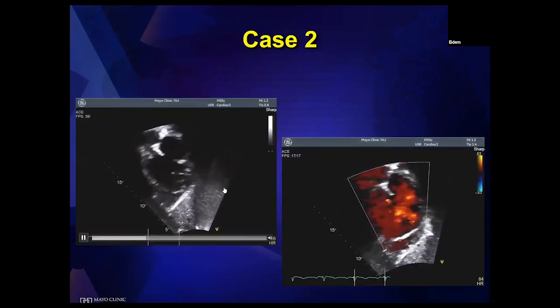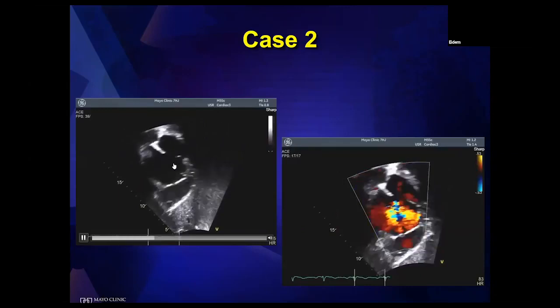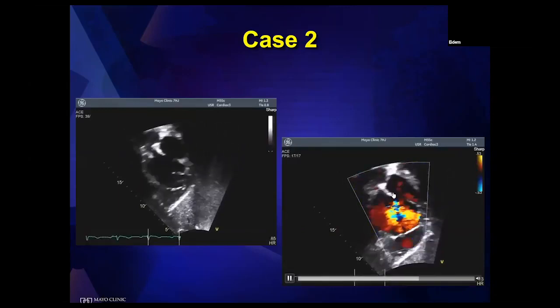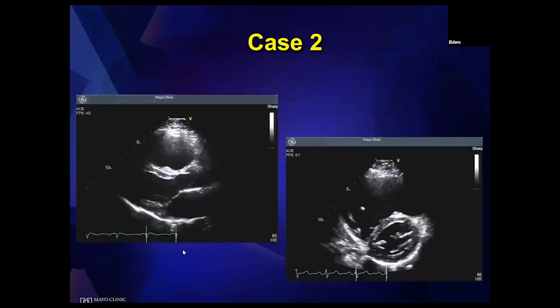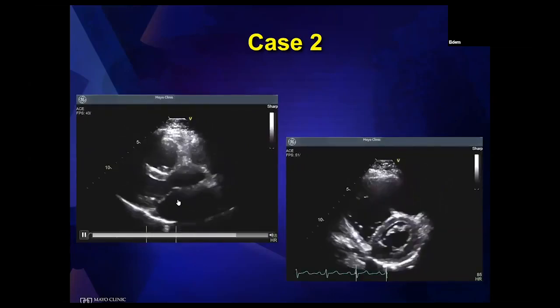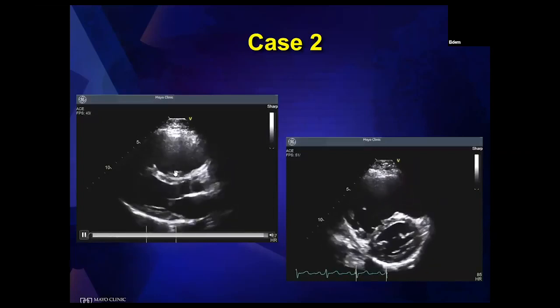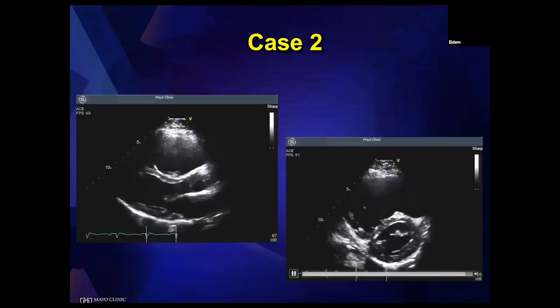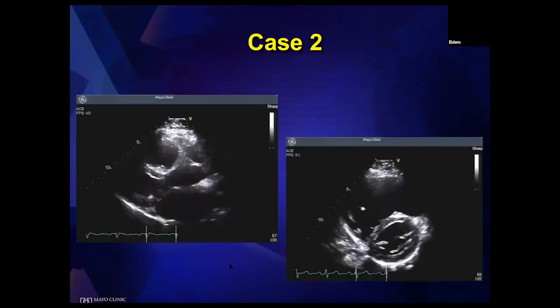From the bicaval or sagittal view, we see the SVC here, the IVC here. Here's the left atrium and right atrium. Here's the atrial septum. Again, we see that large hole or defect in the mid portion of the septum with a large left to right shunt. In the parasternal long axis scan plane, we see the left atrium and left ventricle. We see significant dilatation of the right ventricle up here anteriorly. In the short axis, we see the left ventricle back here posteriorly and a significantly dilated right ventricle.